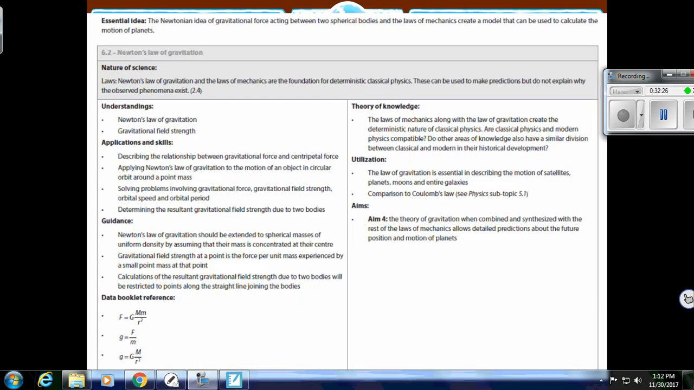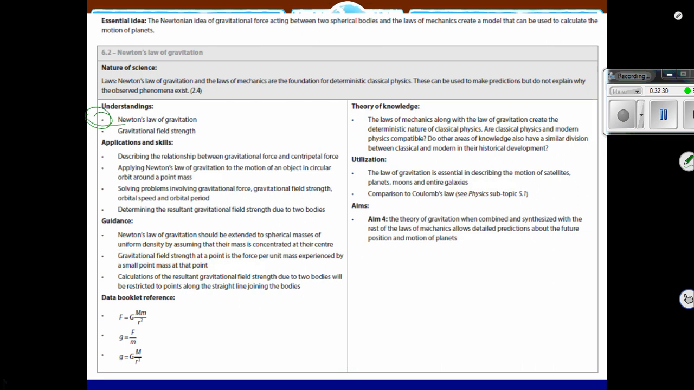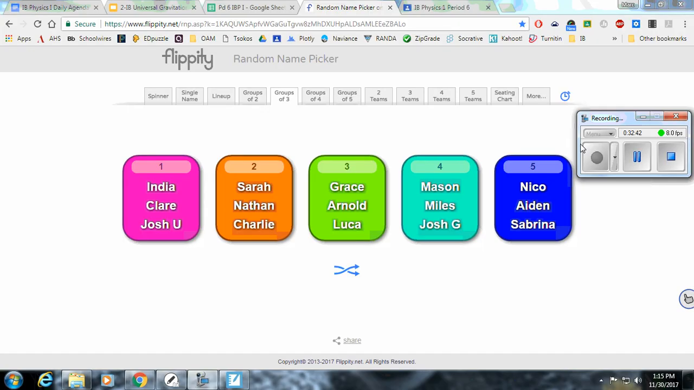So what we've covered today is basically introducing you to Newton's law of gravitation. We'll have to talk more about field strength. We haven't gotten into that yet. We've talked about this equation quite a bit, I think. So then we just have to deal with these two, and we'll be good. You can do one for the group.